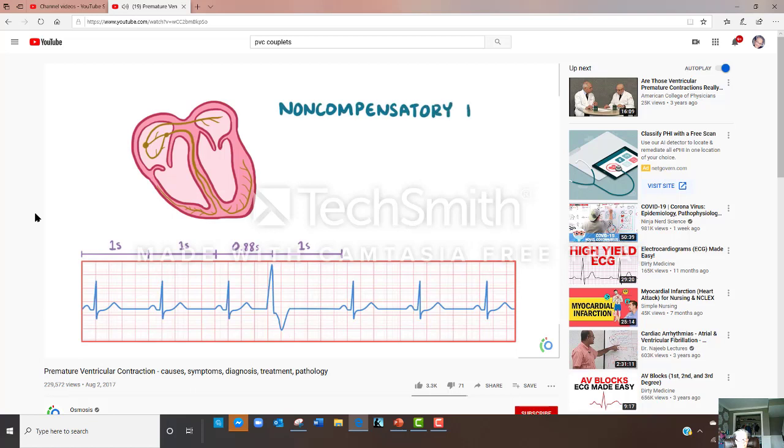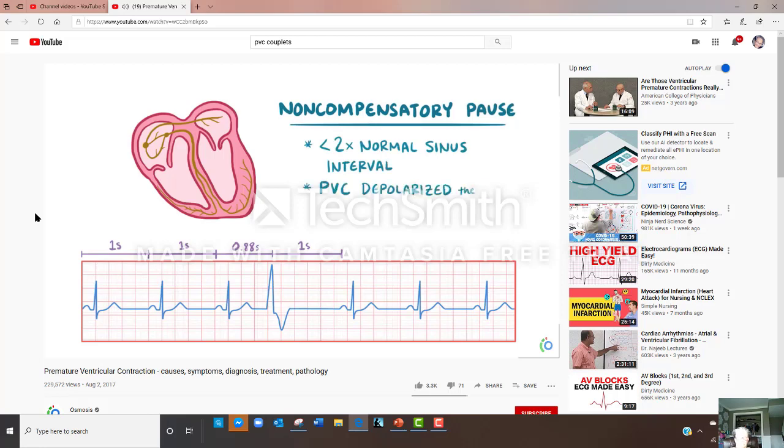This time we call this a non-compensatory pause, because the sinus complex lands less than 2 times the normal sinus interval. And this is how you can tell if the PVC depolarized the atrium or not.